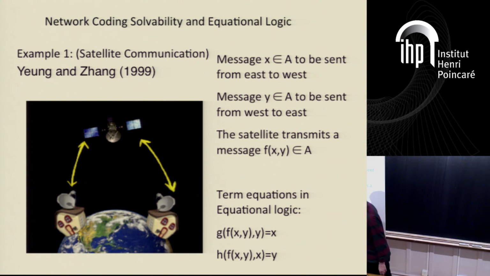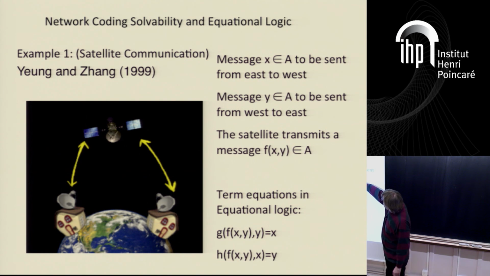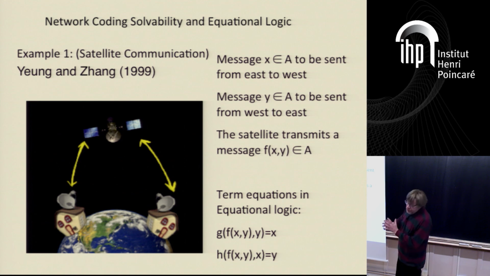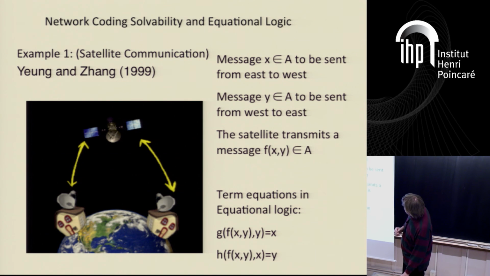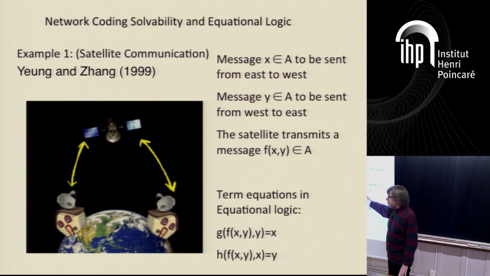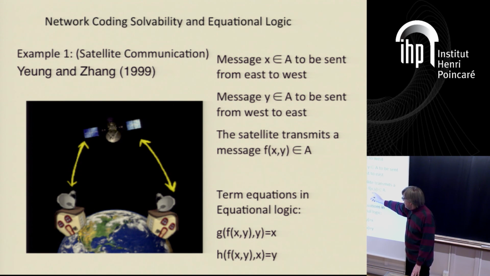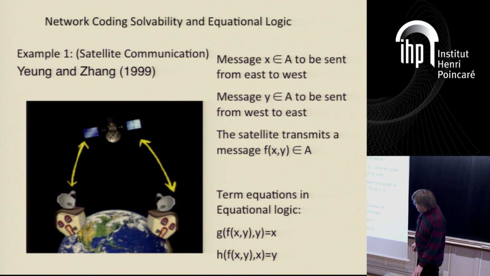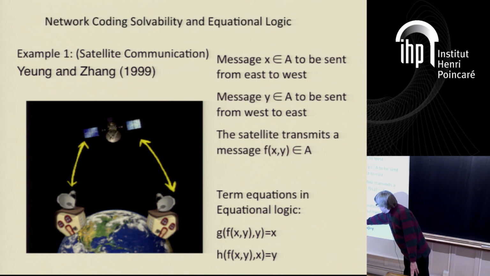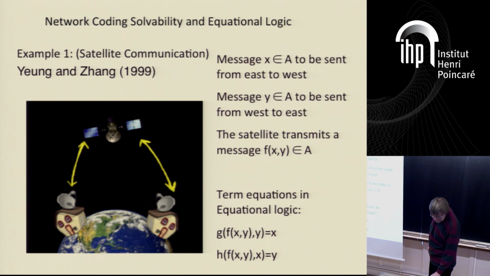Let me explain. We have a message X from an alphabet, from some big set, being sent from east to west, and we have a message Y being sent from west to east. The satellite then computes some function or value from the alphabet, computed from X and Y. But you can actually write down the requirement here, that of the coding function: there is a G that is like a decoding function, so that we have this equation, and there's an H so that we have this equation.